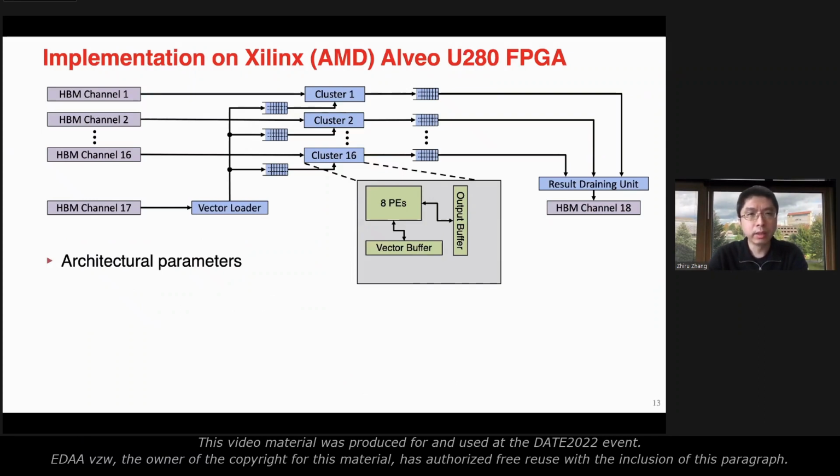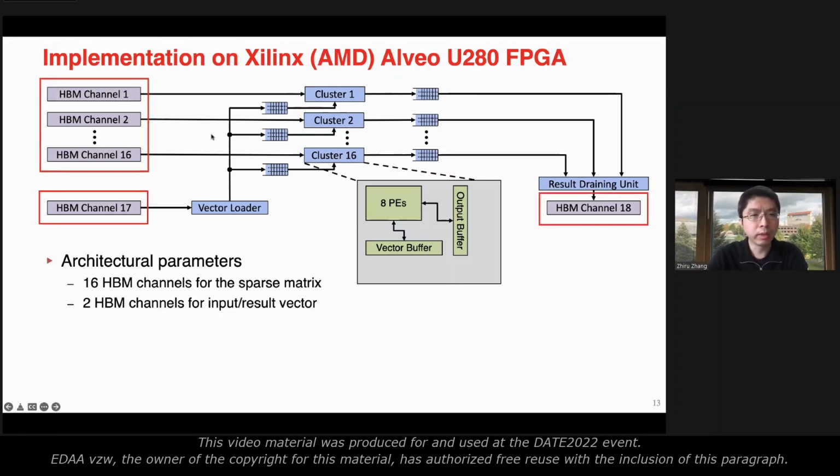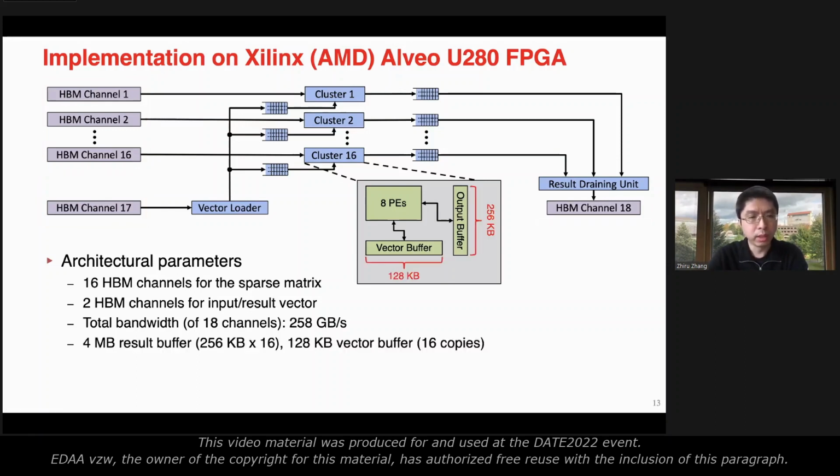Okay, so this is the architecture again. Like I mentioned, we implement everything on the Alveo U280 FPGA. We end up using 16 channels, although there are 32 available. I'm going to briefly mention why that's the case. And for the sparse matrix, we use 2 additional channels for the input and result vector. We end up using this amount of total bandwidth, 258, which is pretty decent, although we do want to use higher bandwidth later on.